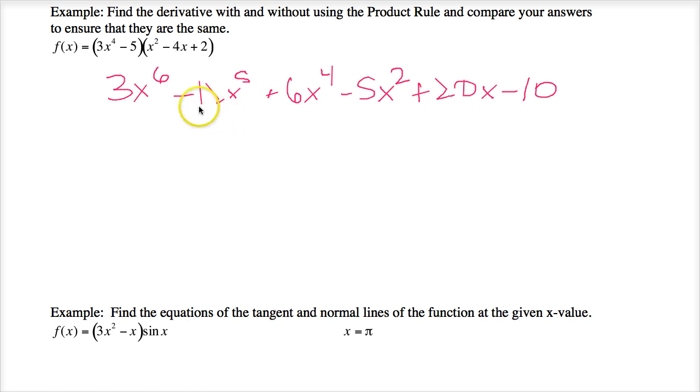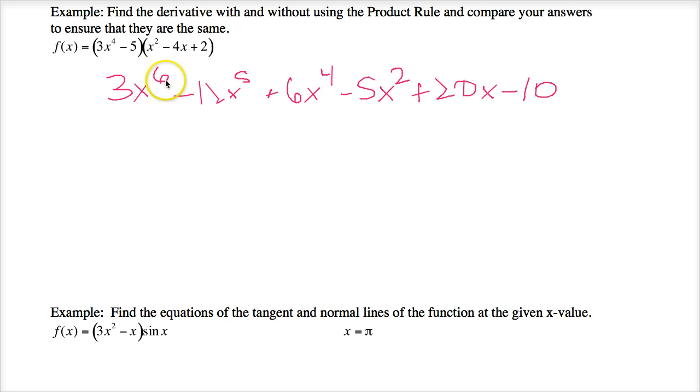All I did was multiply this out, right? So now I actually have to do the power rule. Okay, so let me just check my work. 3x to the 6 minus 12x to the 5th plus 6x to the 4th minus 5x squared plus 20x minus 10. Now I will do the product rule.